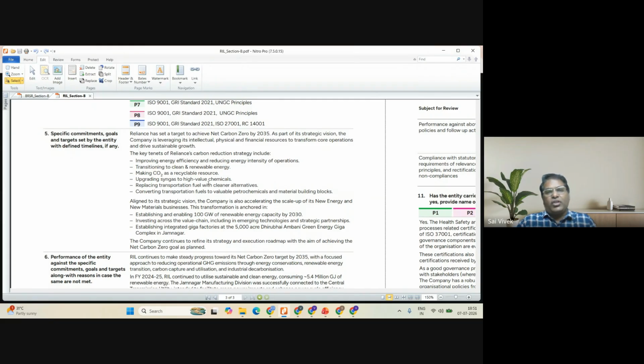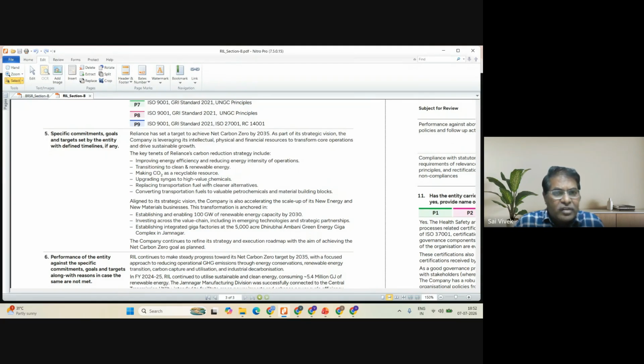Improving energy efficiency. How do we improve energy efficiency? By changing some equipment which may not be energy efficient, by lubricating the parts, by even going for equipment or gadgets which have a good 5-star rating instead of a 2-star or 3-star rating, and thus reduce the energy intensity in its operations. That is one measure.